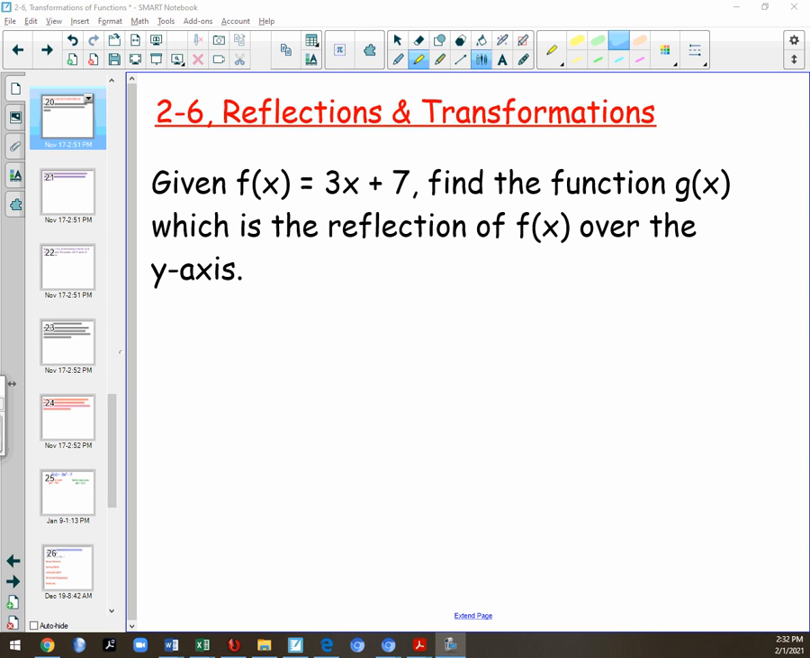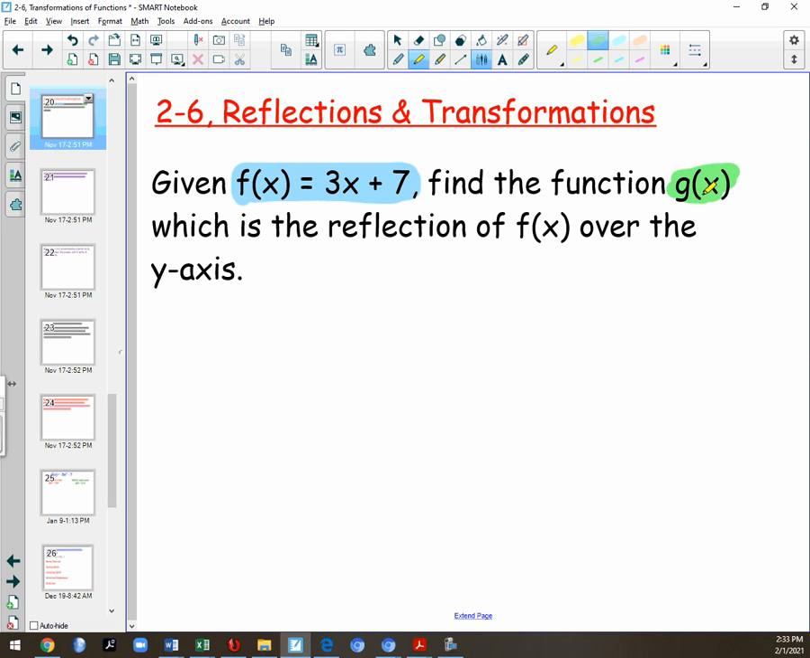Okay, 2.6, continuing, reflections and transformations. Now today I'm going to be giving you a function, and I want you to come up with a different function based on a set of directions of transformations. This says given f of x equals 3x plus 7. This is the function I'm going to manipulate and change, and I'm going to find the new function g of x.